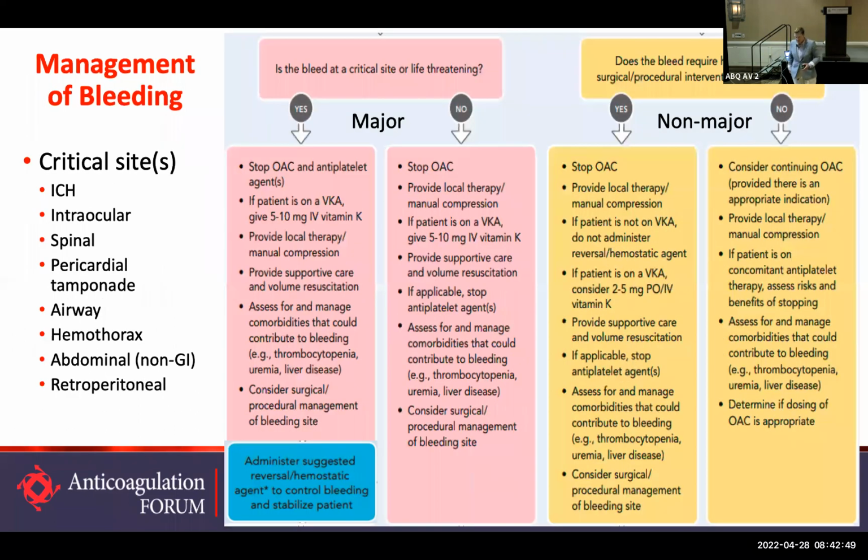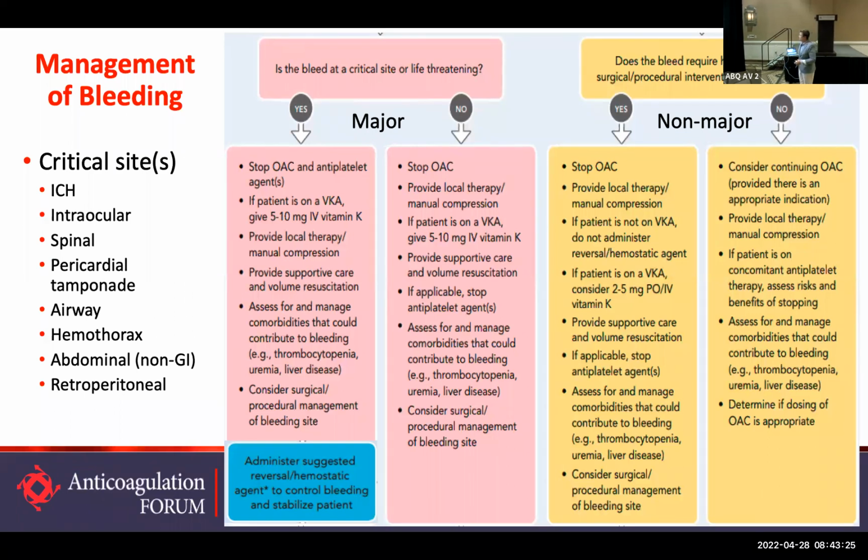So this is a really nice breakdown from that same document. And you can see starting on the far right under non-major bleeds, does it require intervention? If it's a non-major bleed and it doesn't require any intervention, you're basically just going to want to watch that patient and provide supportive care. And then if it is requiring intervention, you're going to probably stop the oral anticoagulant. If they happen to be on warfarin, you might give some low-dose vitamin K. But in all cases, we're always maximizing supportive care. So if they need anything like a transfusion or fluid resuscitation, et cetera.